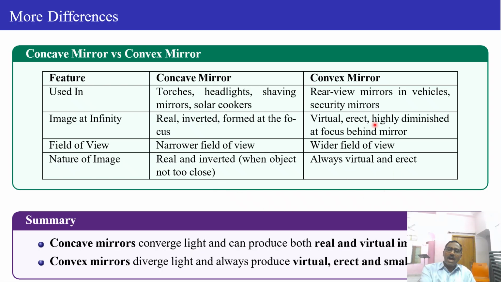Convex mirror always gives a virtual and erect image only. Concave mirrors converge light and can produce both real and inverted images. Convex mirrors diverge light and always produce virtual, erect and small images, diminished images.